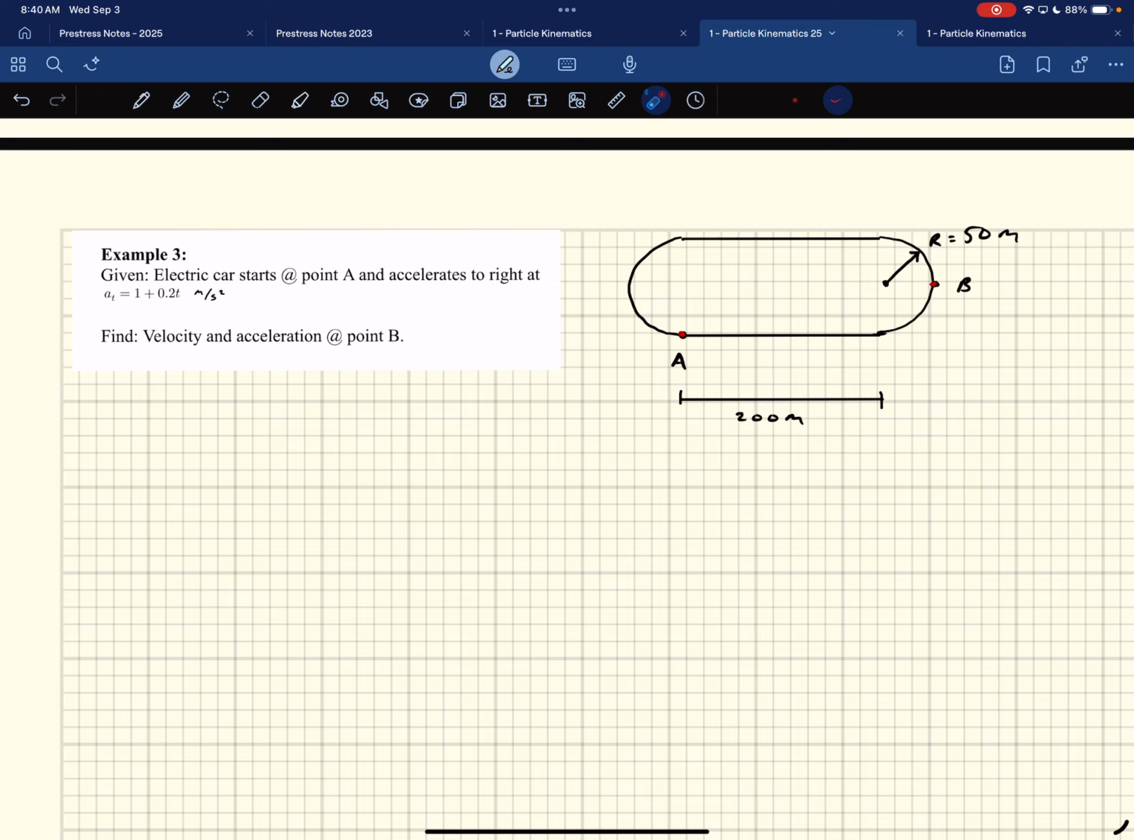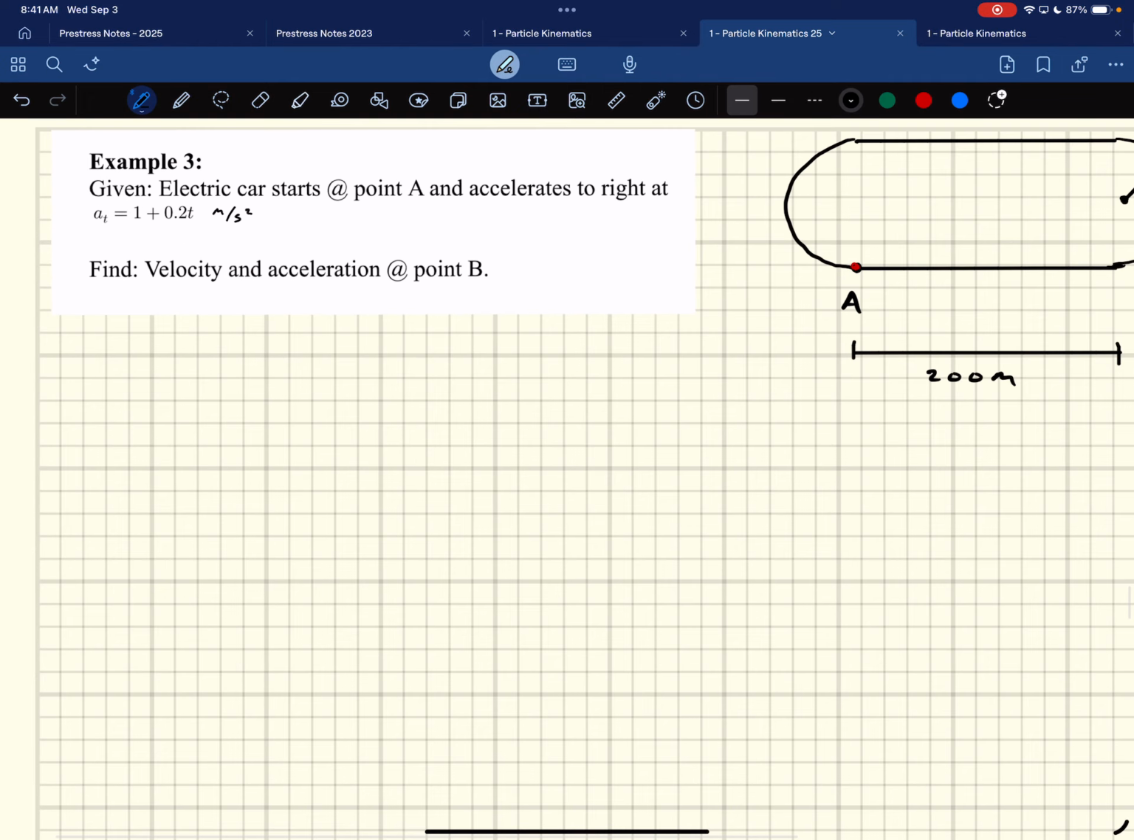The equation for the change in speed, a_t, is 1 plus 0.2t, and that's in meters per second squared. I think yours might look a little bit different here, but find velocity and acceleration at point B. So they want me to find the velocity and acceleration at this point over here. This thing's traveling along the path, and then it goes around the corner and ends up over there.